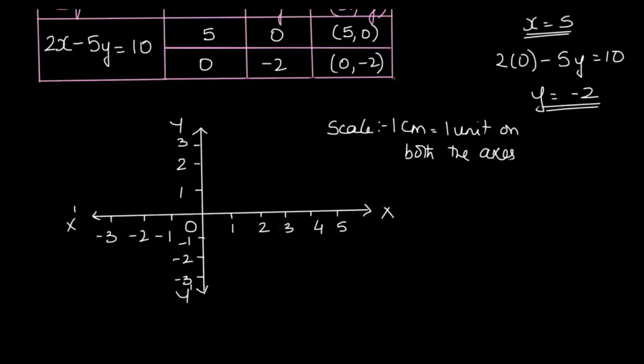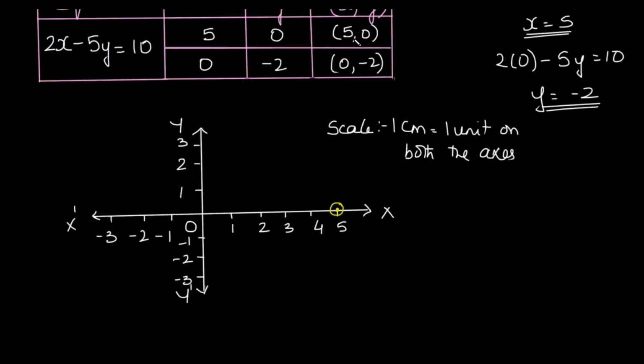Now the points 5, 0 and 0, -2. Always the x coordinate first. See what you learned, the basics in the lower classes apply here also. Always the x coordinate comes first in the set of points and then the y coordinate.